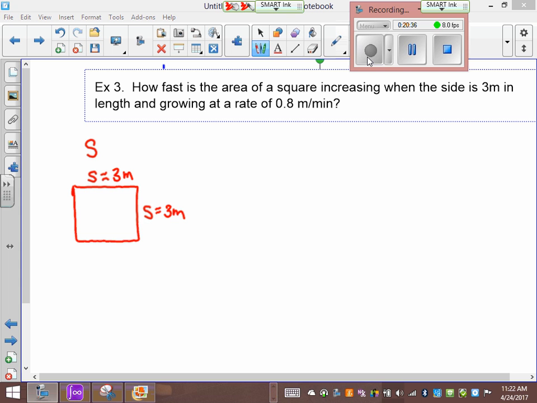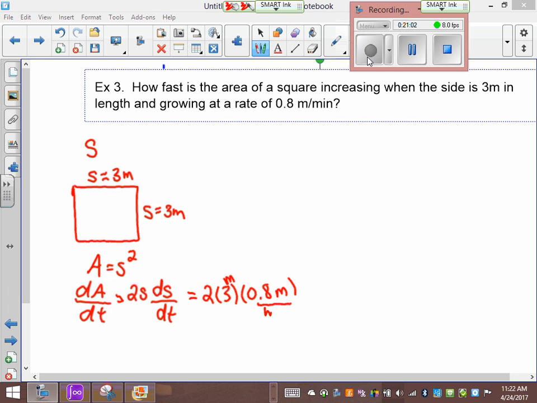So you could do s times s. So area equals side squared. So it's going to be dA/dt equals 2s ds/dt. And they're asking for how fast the area is, so you just fill it in. It's going to be 2 times 3 meters times 0.8 meters per minute. So what do you get? dA/dt equals, what's 6 times 0.8? 4?